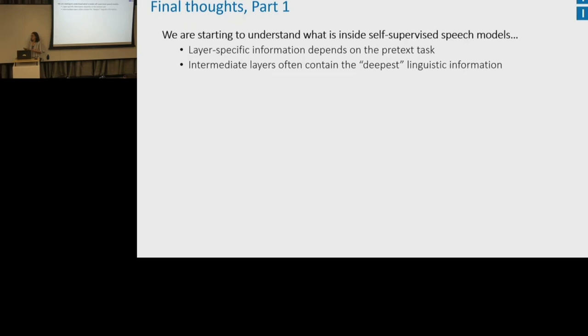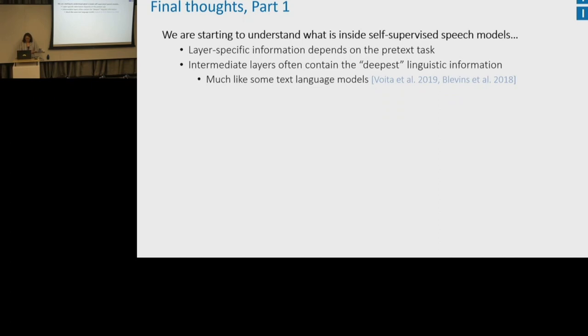There's usually some intermediate layers that contain the deepest linguistic information in any self-supervised model. And if you've seen previous work on analyzing text models, these results won't look super surprising because the same types of results have also been found for language models, where the deepest information is sometimes not in the final layer.